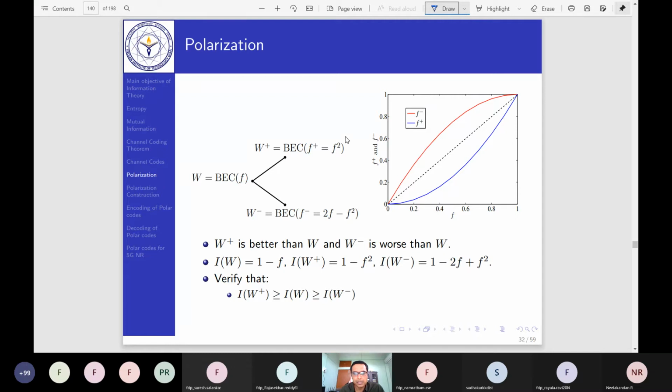However, if you sum 1 minus F square and 1 minus 2F plus F square, we'll have 2 minus 2F. So 2 minus 2F means what? 2 into 1 minus F. So that means 2 into I(W). So the total mutual information, or total symmetric capacity, will be preserved.